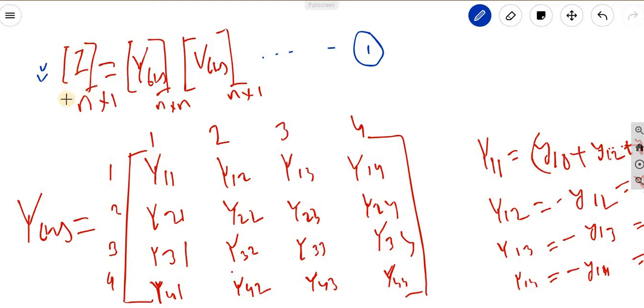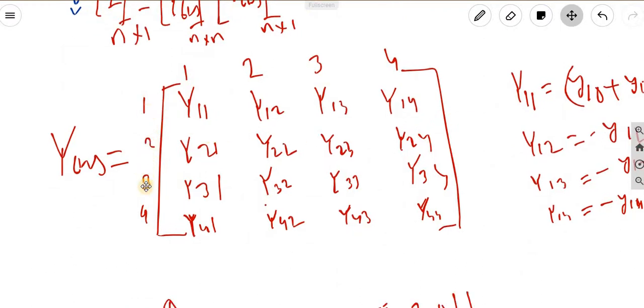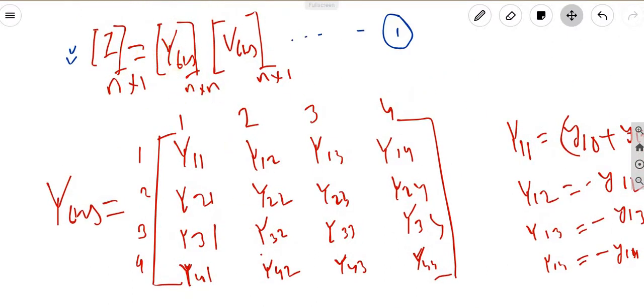The current injection means the current injection at each and every bus will be in that matrix, and this is the Y bus and this is the V bus, the bus voltage, and n represents the number of buses in a system. So for the 4 bus system, the Y matrix we got is like this, 1 2 3 4 and like this 1 2 3 4. So Y bus is 4 by 4, that means 16 elements will be there.